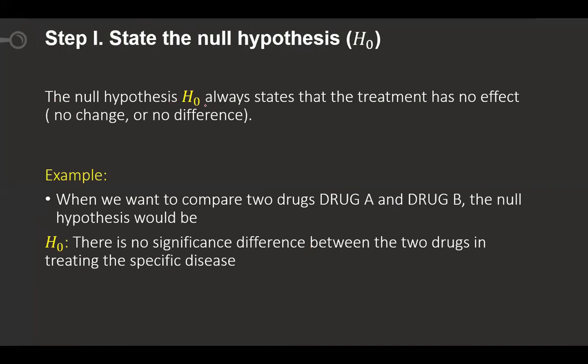The null hypothesis H0 always states that the treatment has no effect. We always have to say there is no effect. For example, I want to compare 2 drugs, drug A and drug B. Then the null hypothesis: there is no significant difference between the 2 drugs in treating the specific disease. Otherwise I'll say H0: mu1 equal to mu2, the means are the same. Most probably the means are the same for the samples. This is how we state the null hypothesis.